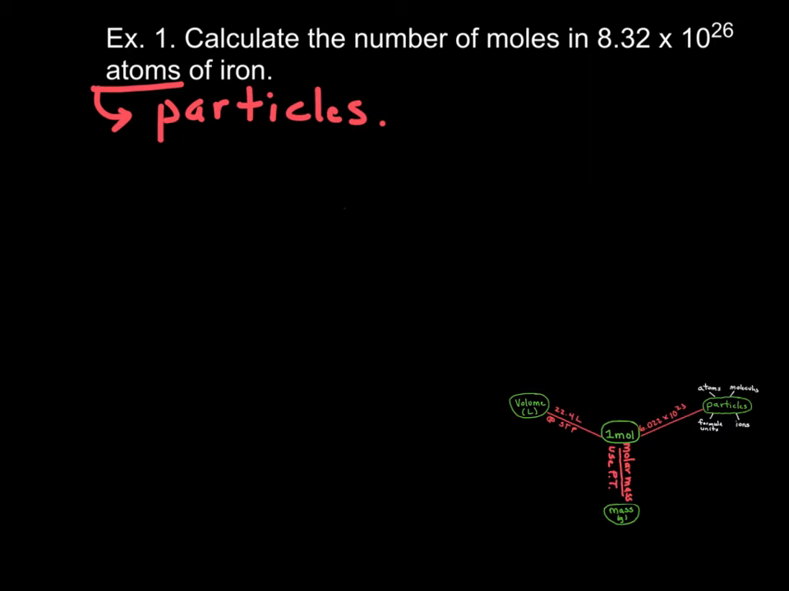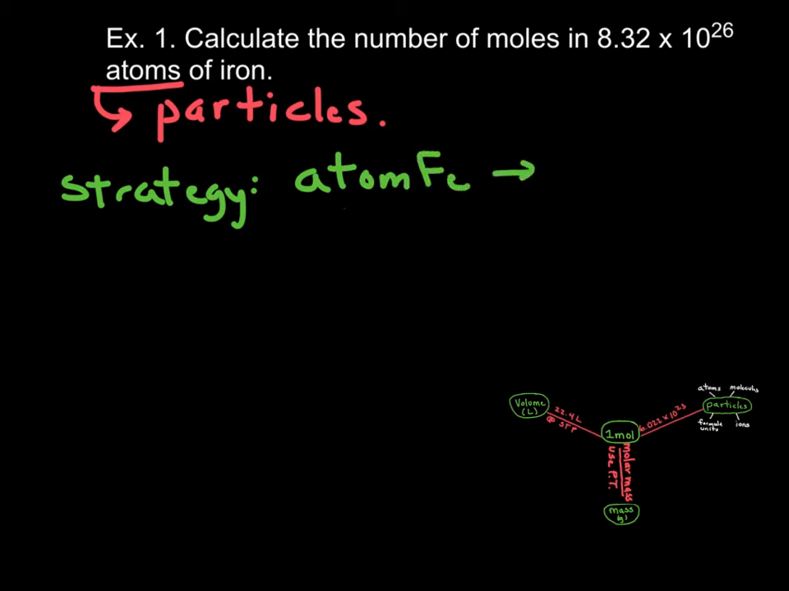Alright, let's see how we go about using the mole map and dimensional analysis in order to figure out how many atoms of iron are in 8.32 times 10 to the 26 atoms. We need to have a strategy. So let's pick out a strategy. Okay, our strategy here is to go from atoms of iron to moles of iron.